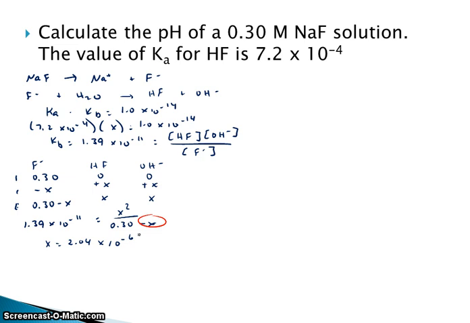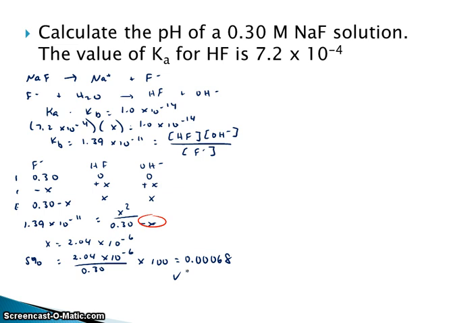And we want to do our 5% rule to prove that. So we've got 2.04 times 10 to the minus 6 divided by 0.30 times 100, and we get 0.00068. So we're good with that 5% assumption.